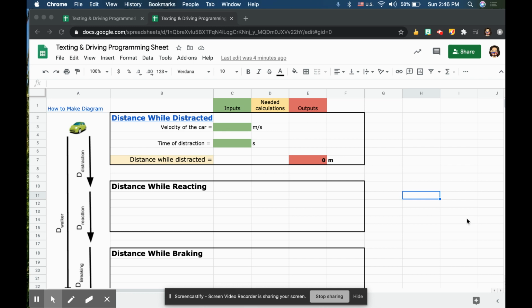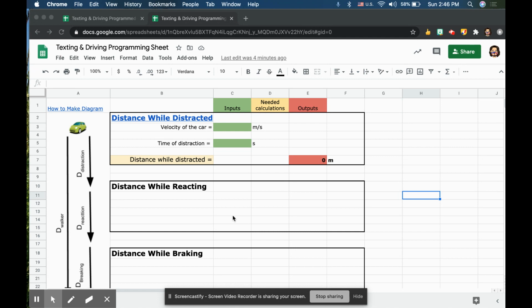Okay, this video is going to focus on this second chunk, which is distance while reacting. As you can see, we have already created our diagram, which is linked here if you have not done that, on how to do that. And if you have not done your programming and you're set up for distance while distracted, there is a video linked there for you. This one, again, is the focus on distance while reacting.